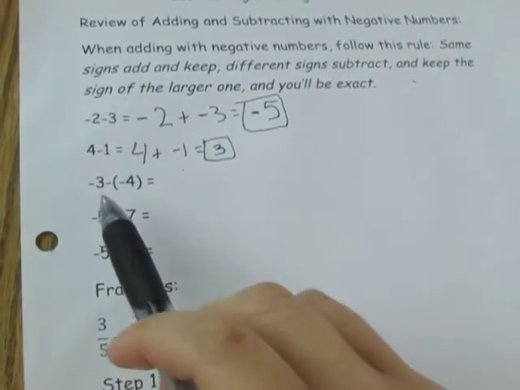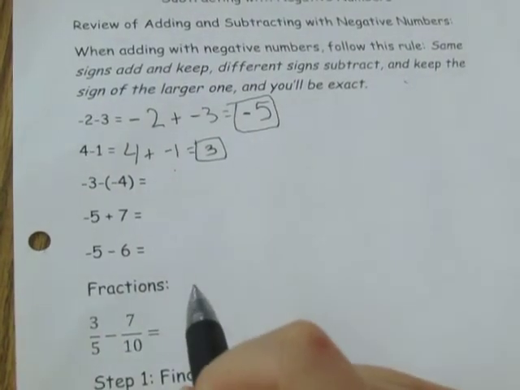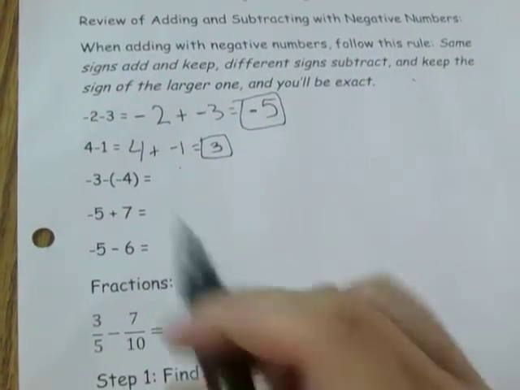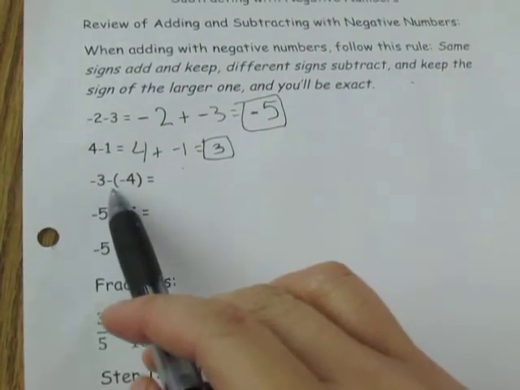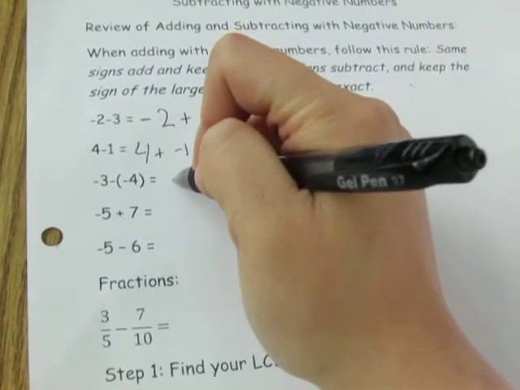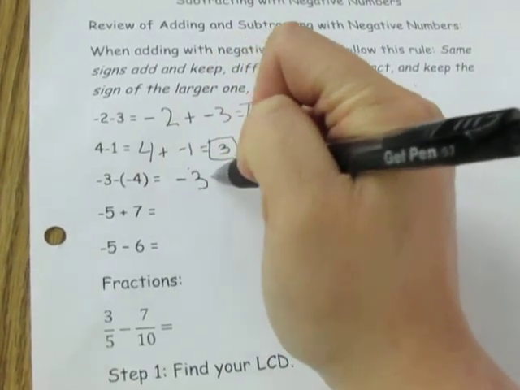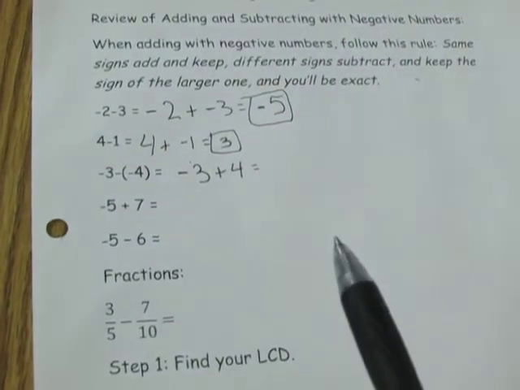Okay, now this one's a tricky one. You have -3 minus -4. When you get a double negative like that, the first thing you're going to do is change it to an addition problem. So remember, subtracting is just the same as adding the opposite. So -3 minus -4 is just the same as -3 plus 4. You're going to change the signs.